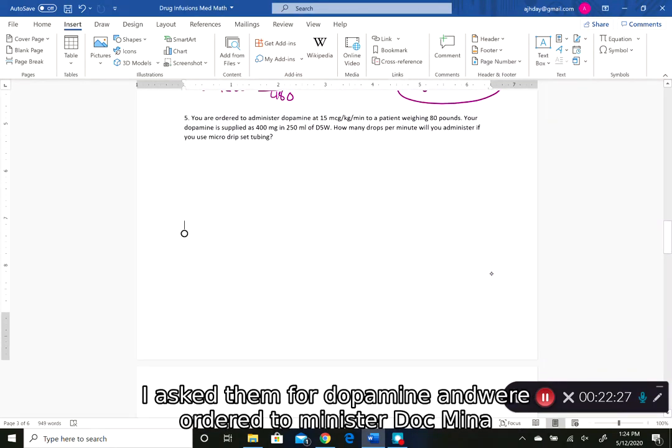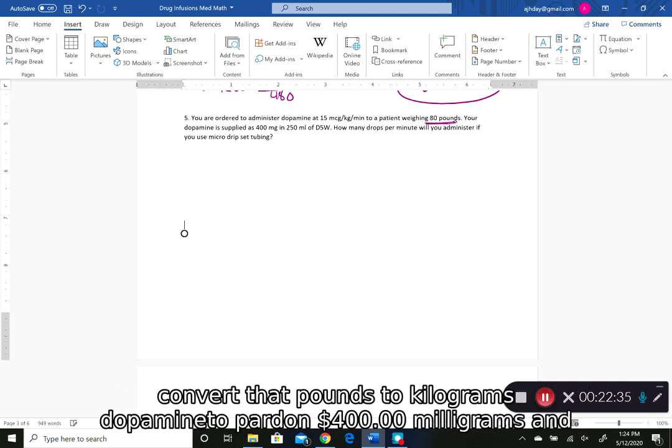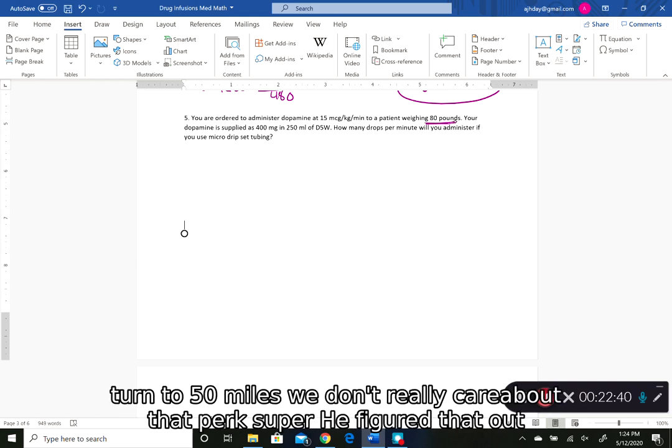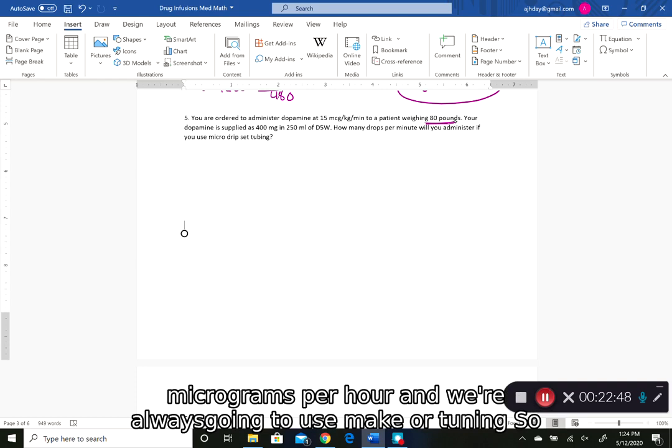All right, last one for dopamine. We're ordered to administer dopamine at 15 micrograms per kilogram per minute. Patient weighs 80 pounds. So again, we have to convert that pounds to kilograms. Dopamine supplied in 400 milligrams and 250 mLs. We don't really care about that part because we've already figured that out. And we're going to memorize that dopamine always has a concentration of 1600 micrograms per mL. And we're always going to use microtubing.